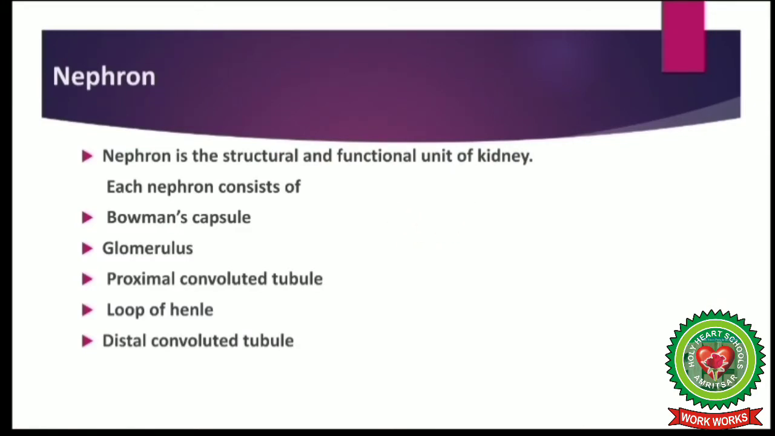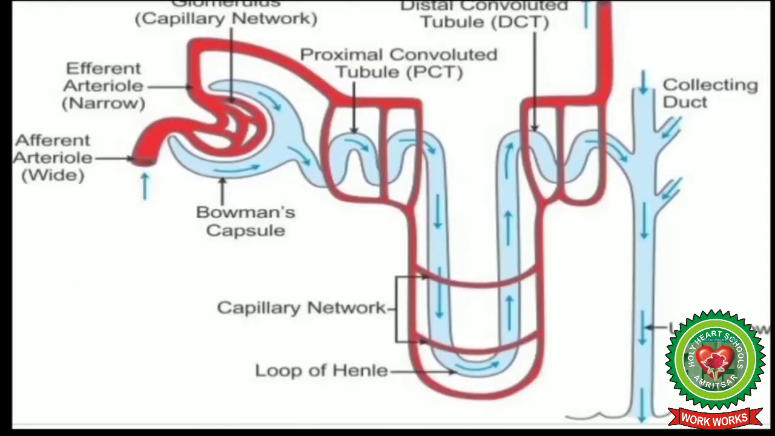Each nephron consists of Bowman's capsule, glomerulus, proximal convoluted tubule, loop of Henle, distal convoluted tubule, and collecting duct. Nephrons filter the waste products from the blood. Blood is filtered in the nephrons to eliminate waste like salts, urea, uric acid, and excess water in the urine. Bowman's capsule is a thin, double-walled cup-like structure. Its hollow internal space continues into the tubules.